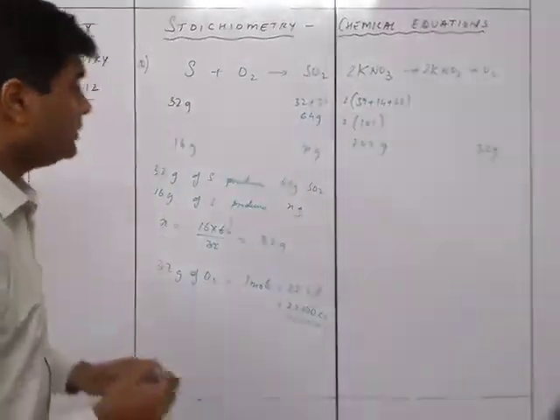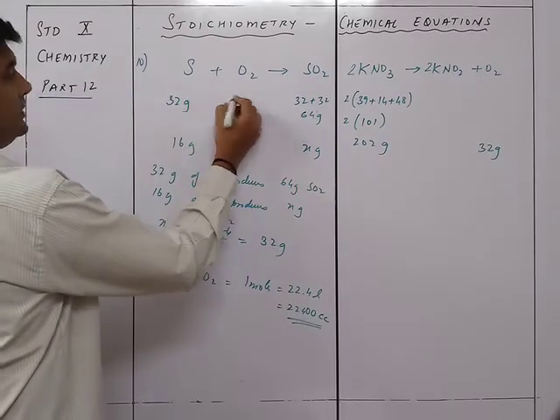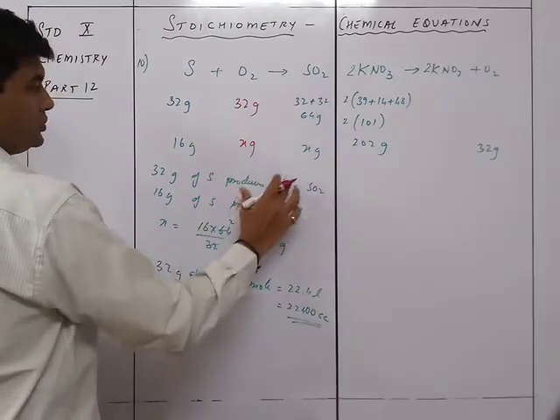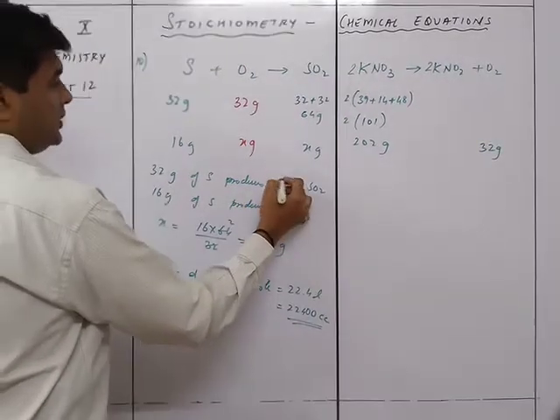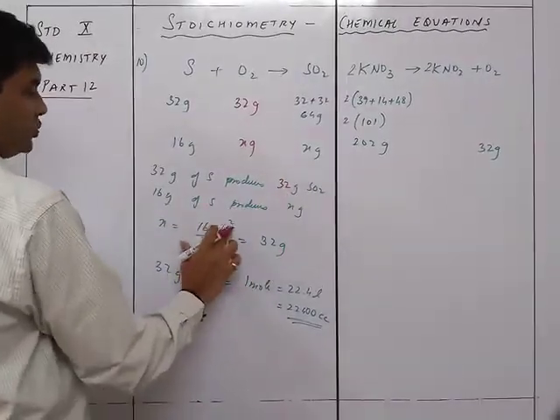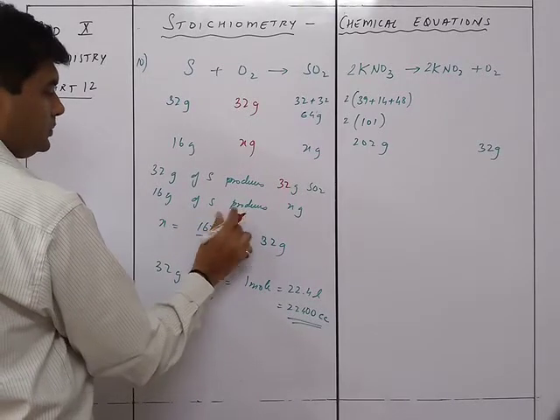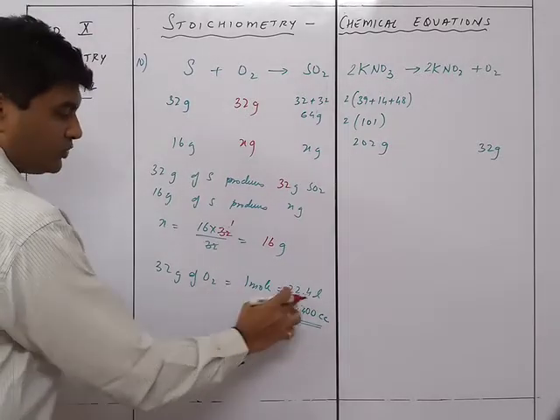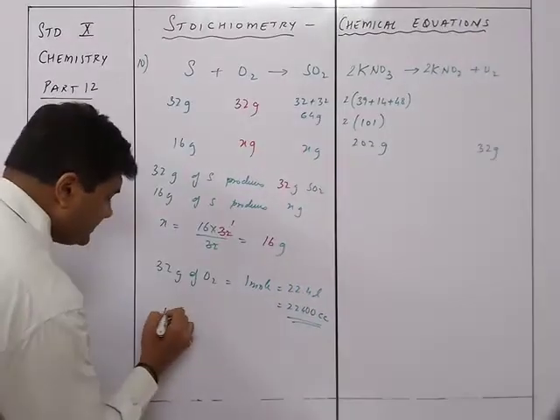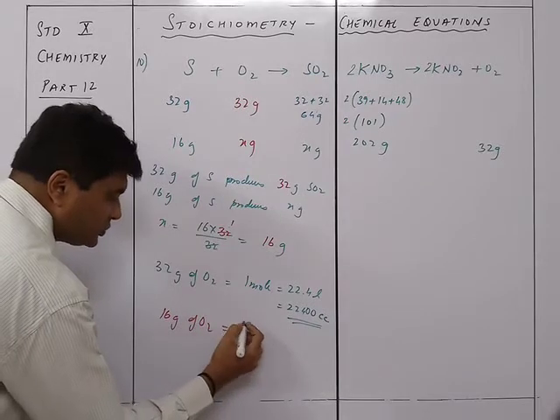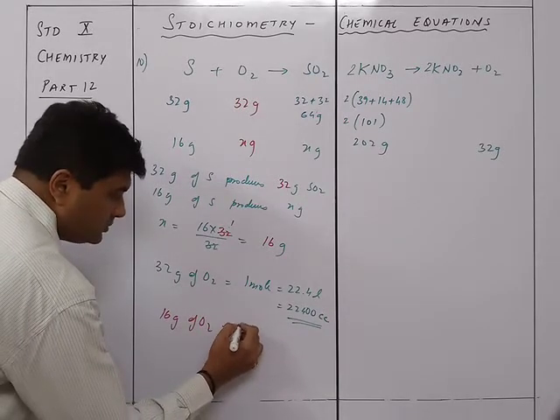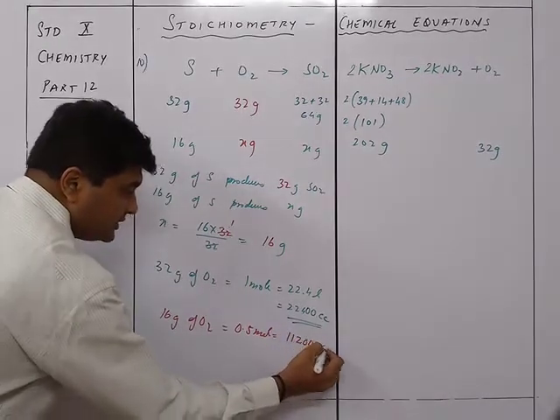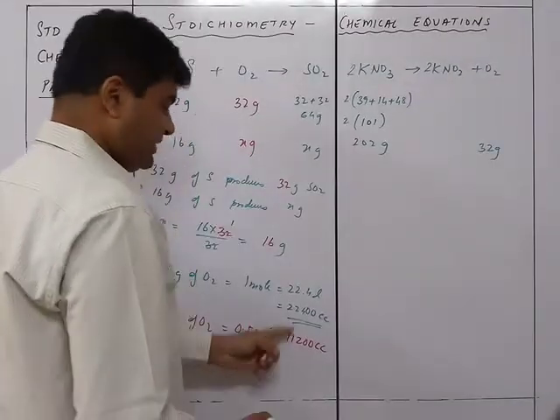Made a mistake. So over here you need that this is 32 grams. So 16 grams will produce X grams. So this will produce 32 grams. So this will be X. So it will be 16 grams. So we know that 32 grams is equal to 1 mole is equal to 22.4 liters. Therefore 16 grams of O2 is equal to 0.5 mole is equal to 11200 cc. So that is equal to 16 grams.